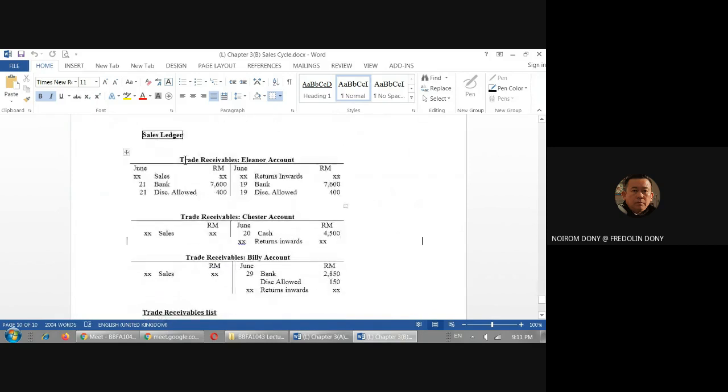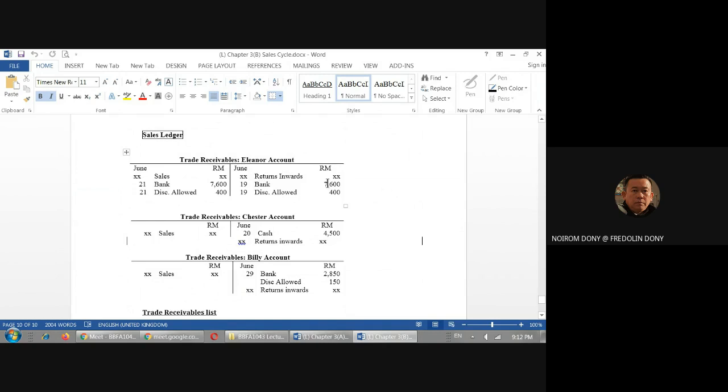Okay. So trade receivable L&O. Initially when he made payment, the bank column is 7,600, and they have discount allowed 400, according to the date of transaction and individual amount. Can you understand why this is credit? Because this is a debit item, isn't it? Now, when he makes the payment, of course, it reduces the amount of trade receivable. So that is why it is being credited.